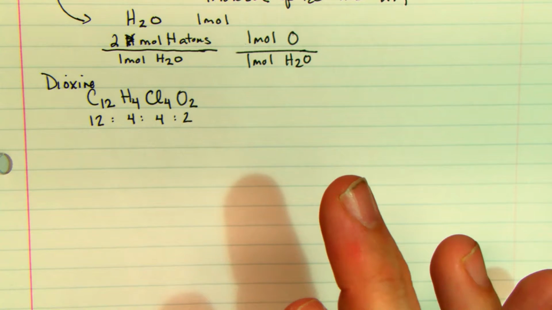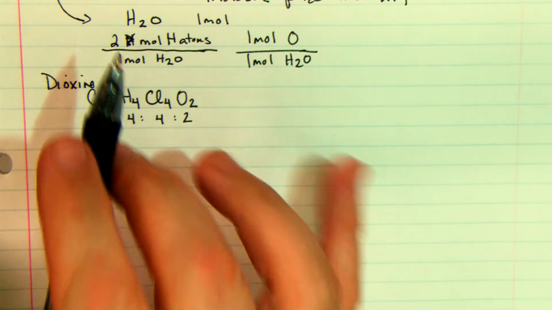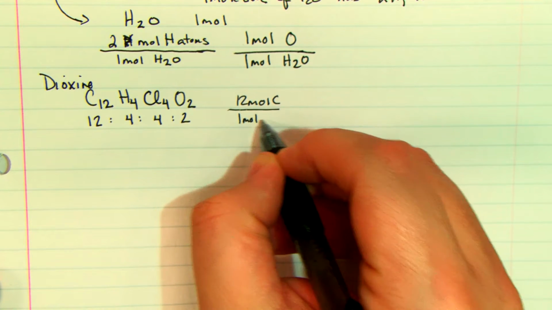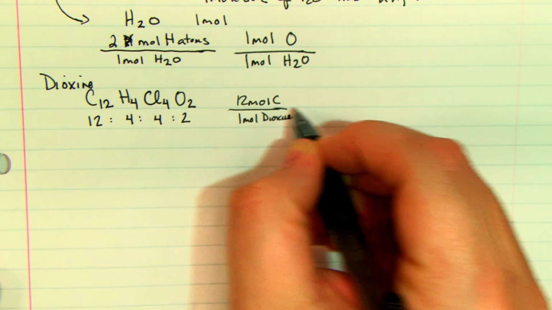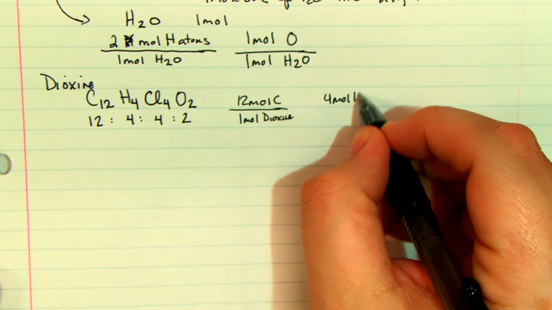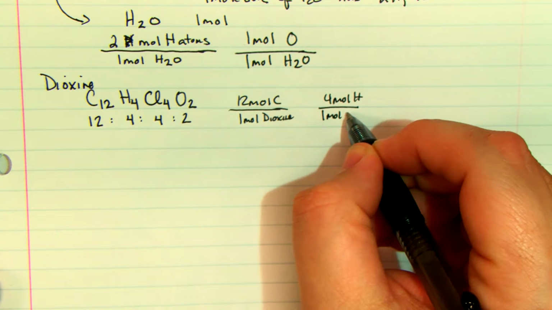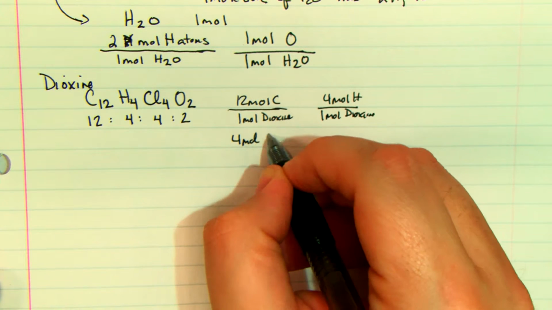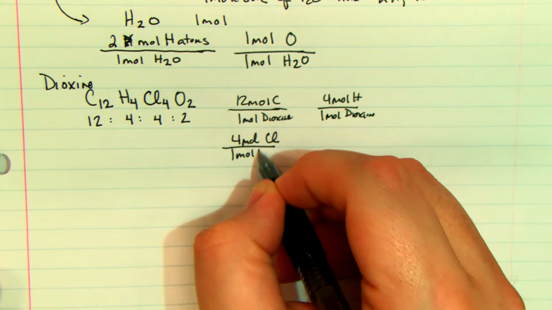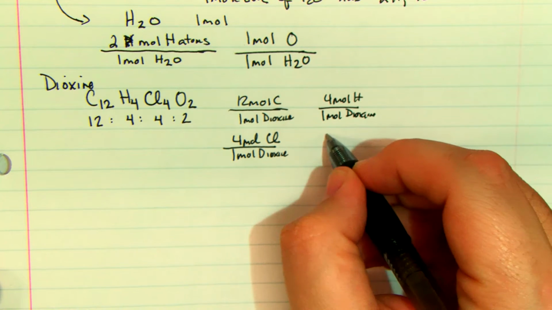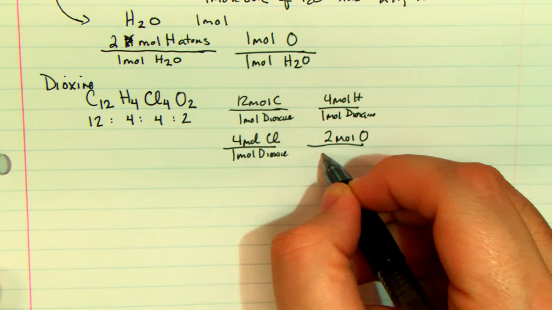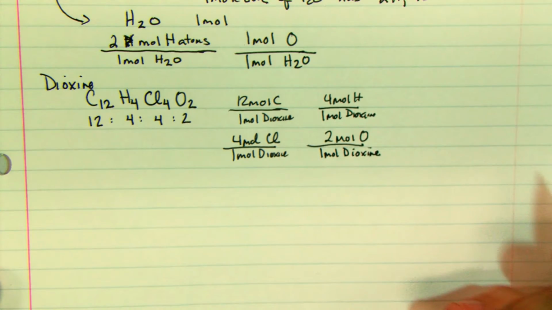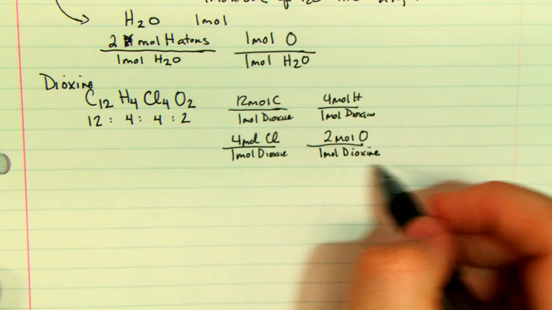Now, from each of these, 12 moles of carbon in 1 mole of dioxin, 4 moles of hydrogen in 1 mole of dioxin. There's 4 moles of chlorine in 1 mole of dioxin. And there's 2 moles of oxygen in 1 mole of dioxin. So we've created 4 conversion factors if we needed to convert any other way.